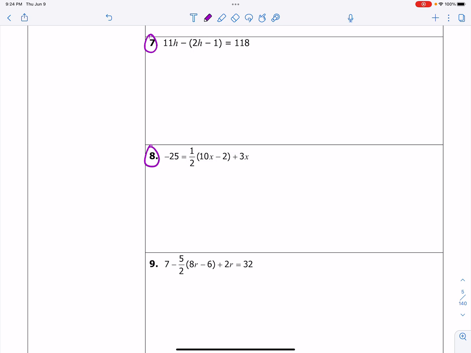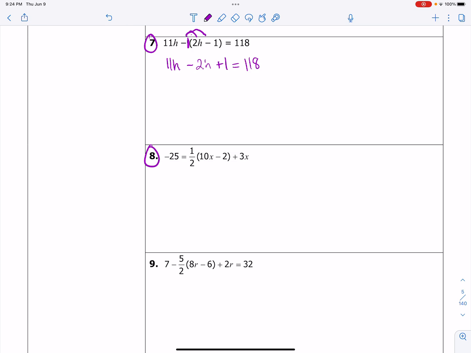So pause your video. Okay, again, it's another one of those where that's a 1. If there's nothing there, you're going to put a 1 in front. So you have 11h minus 2h plus 1 equals 118.